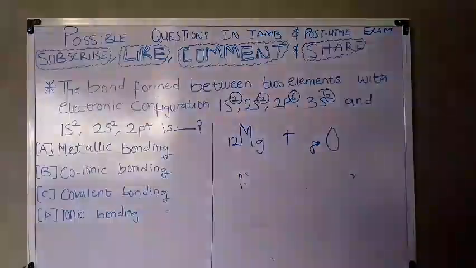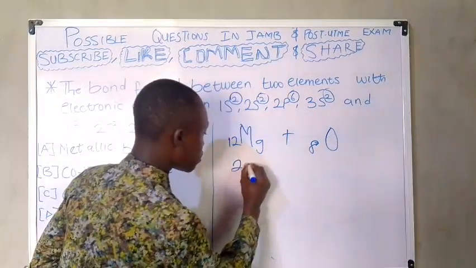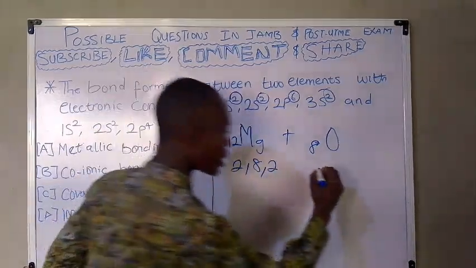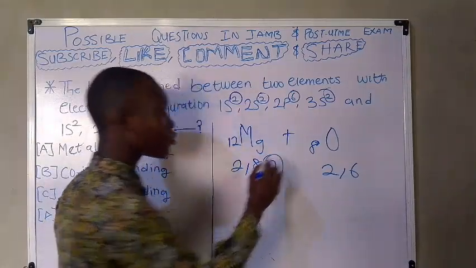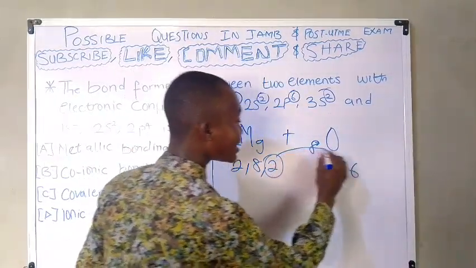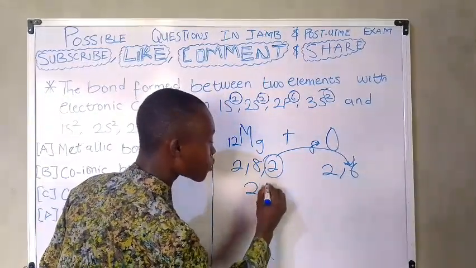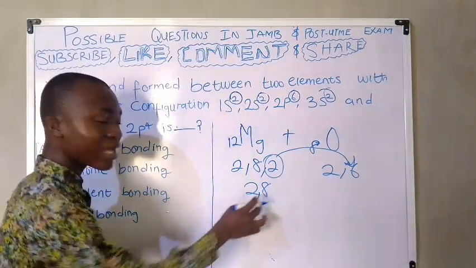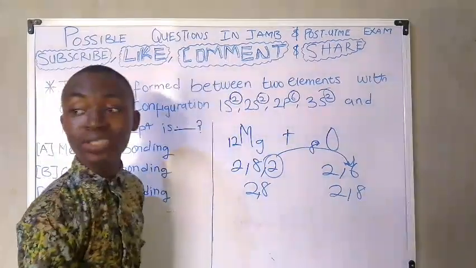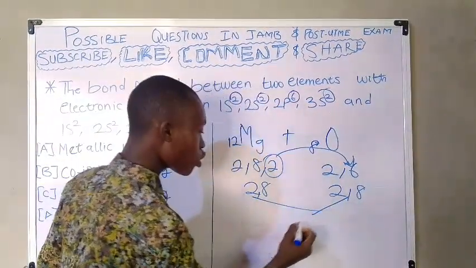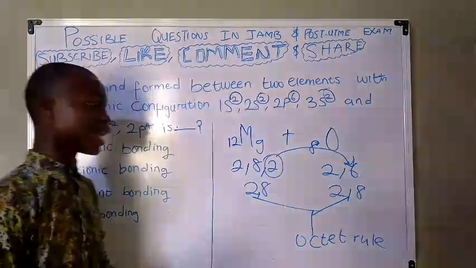Now, the aim of these two elements is to become saturated. Magnesium has the electronic configuration of 2,8,2, while oxygen has 2,6. So magnesium is going to transfer 2 electrons from its outermost shell, the valence shell, to oxygen. Now magnesium is going to be 2,8, so it has become saturated, while oxygen is going to be 2,8 also. The two are now saturated. They have now obeyed the octet rule or octet configuration. That should be noted.